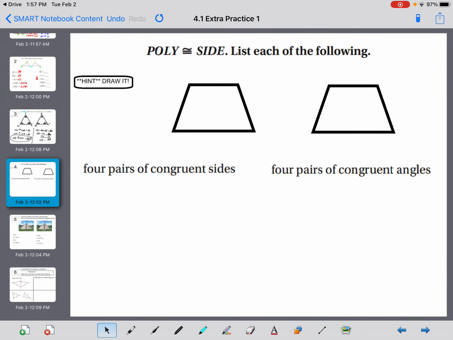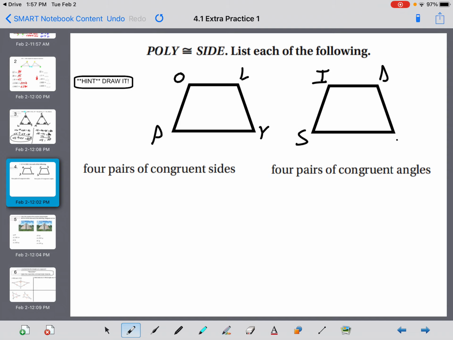All right, you could have drawn any four-sided figure. I'm just going to go with these. We have figure POLY, P-O-L-Y, and SIDE, S-I-D-E. Notice how I kept them the same, right? P was first, so I put it in the bottom left. S was first, I put it in the bottom left.